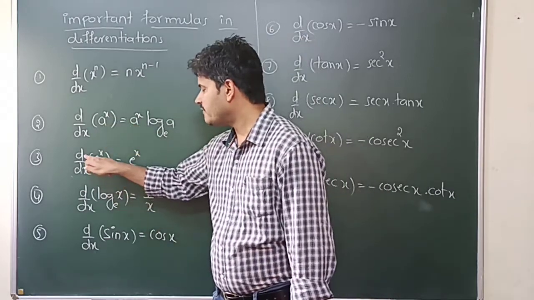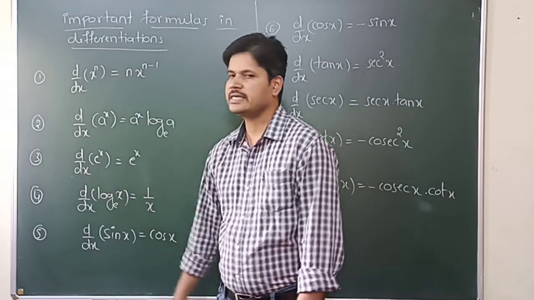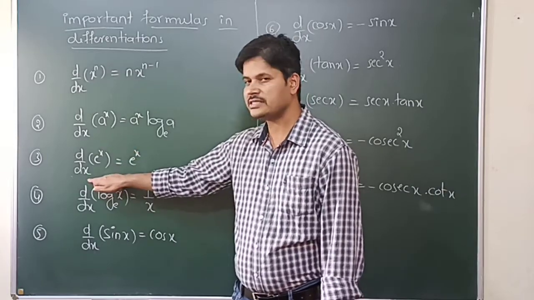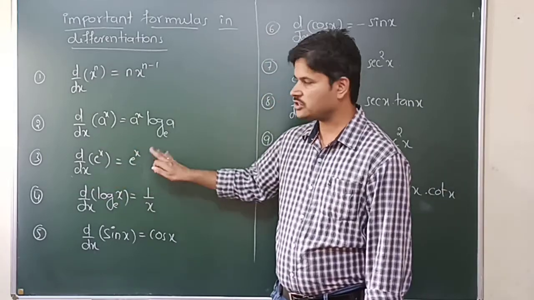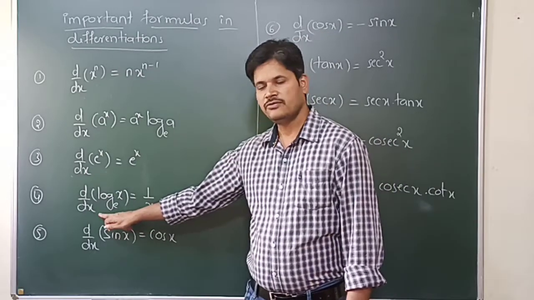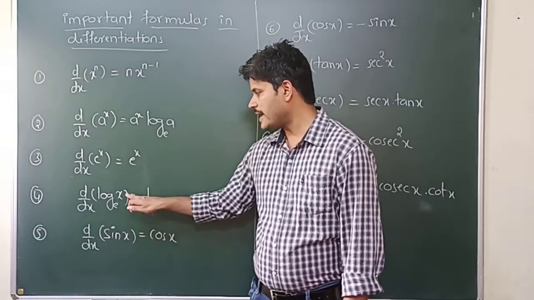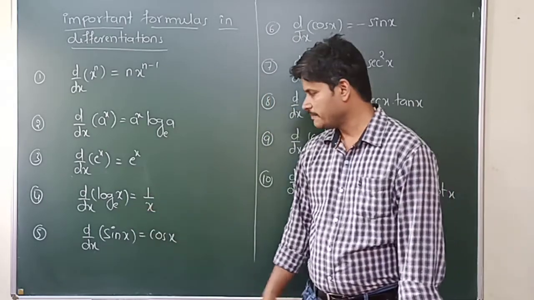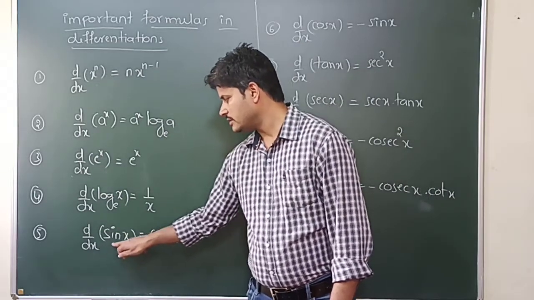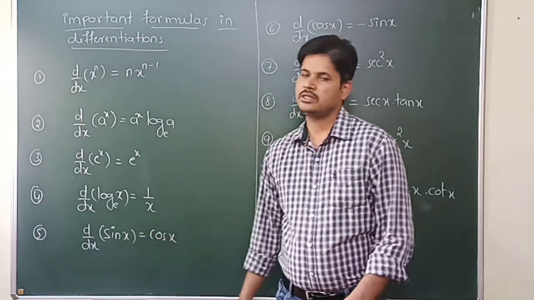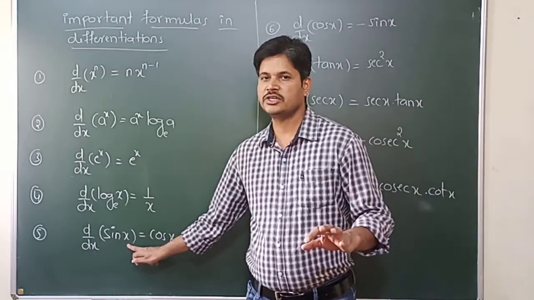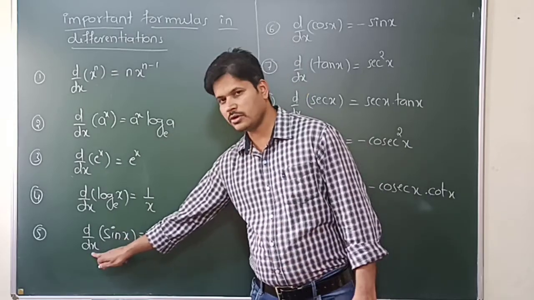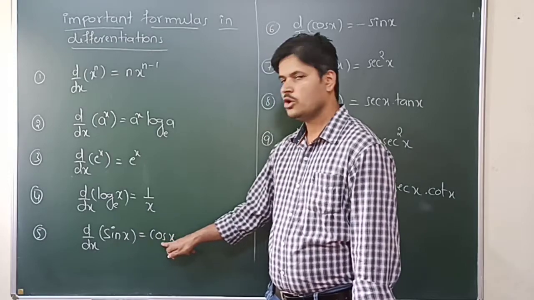Now differentiation of e raised to x. e raised to x is an exponential function. Therefore, after the differentiation, e raised to x with respect to x remains the same, e raised to x only, right? Similarly, fourth, differentiation of log x to the base e becomes 1 divided by x. Next, differentiation of sin x. Now this is a trigonometric function, right? When you differentiate the sine function with respect to x, it changes to cos x.